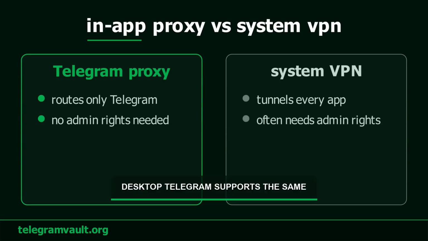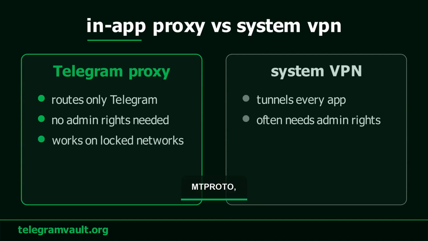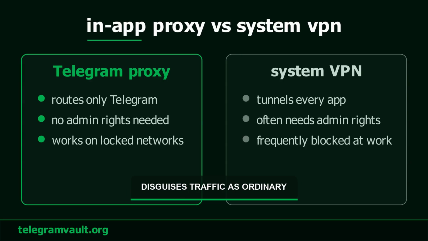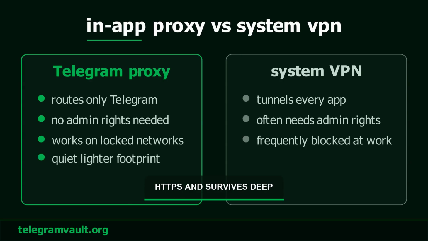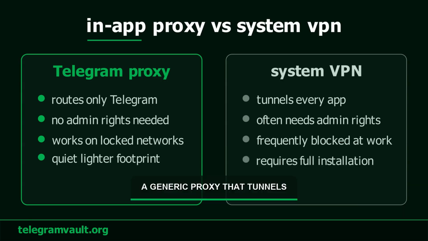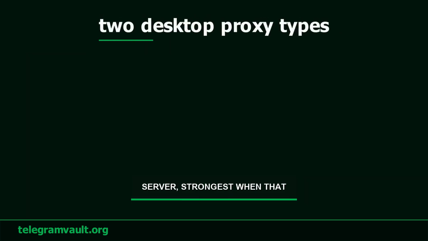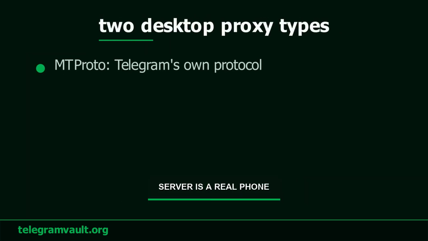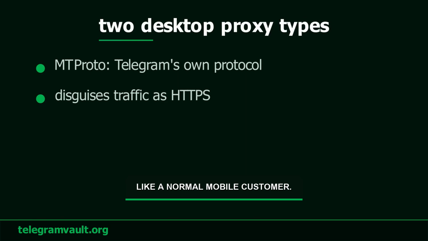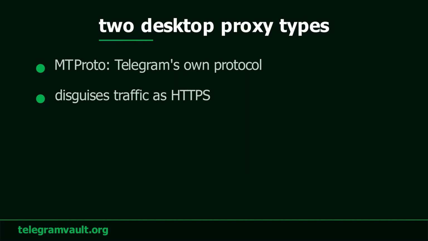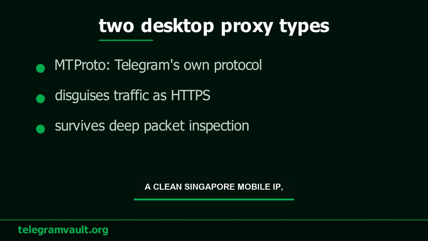Desktop Telegram supports the same 2 proxy types. mtproto, Telegram's own protocol with built-in obfuscation that disguises traffic as ordinary HTTPS and survives deep packet inspection. And SOCKS5, a generic proxy that tunnels the connection through a middle server, strongest when that server is a real phone on a real mobile carrier, so your exit IP looks like a normal mobile customer. To beat a firewall or country block, reach for mtproto. To put your account on a clean Singapore mobile IP, point SOCKS5 at a mobile proxy.